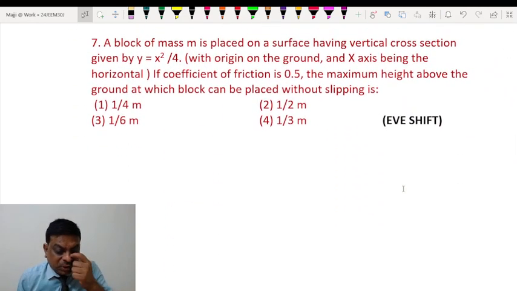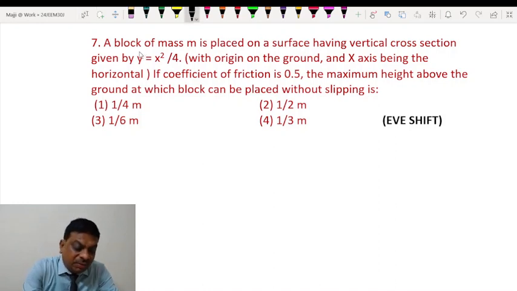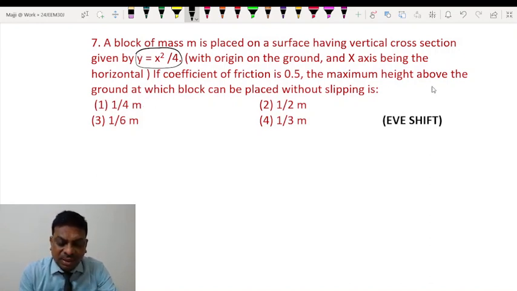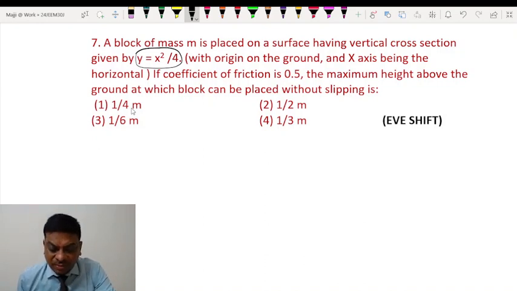Then moving on to the next question, that is question 7. A block of mass m is placed on a surface having vertical cross section given by y equal to this much. You can see student this is a parabola, equation of parabola. y equal to 4x square into constant with origin on the ground and x-axis being the horizontal. If the coefficient of friction is given, find the maximum height above the ground at which block can be placed without slipping.